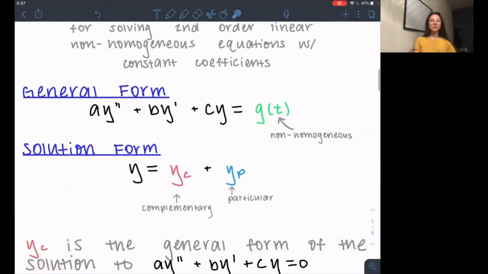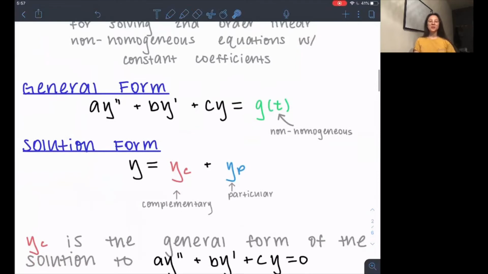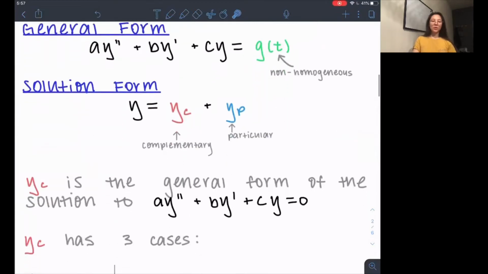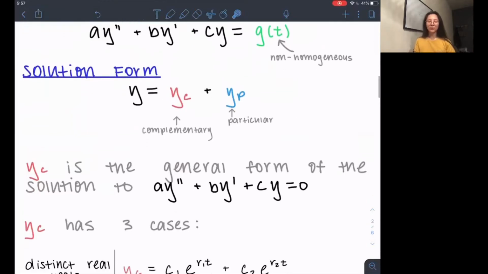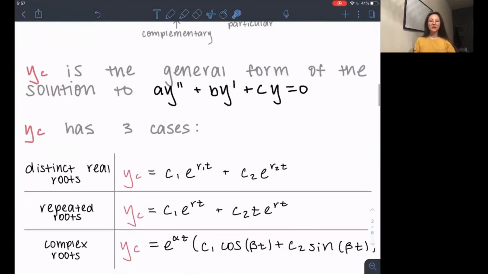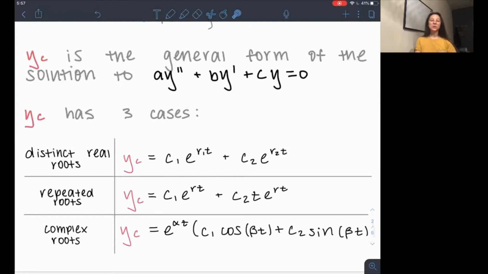So we know that the solution form looks like this. We have a complementary component, and then we have a particular solution. The complementary solution is the general form of the solution of the homogeneous form, and there are 3 cases: distinct real roots, repeated roots, and complex roots. And this is what those solutions would look like.